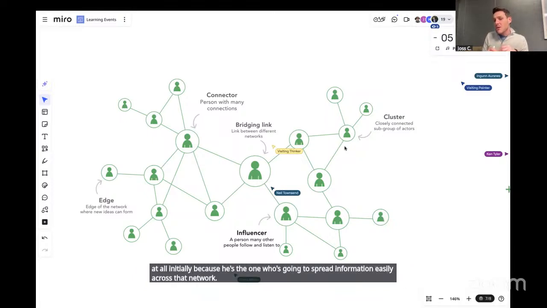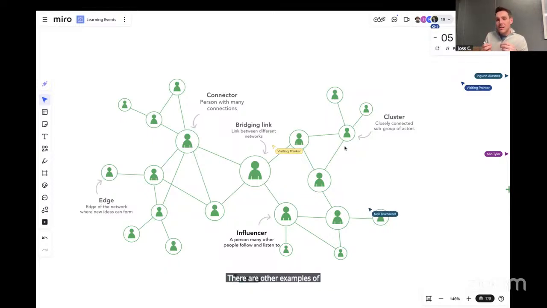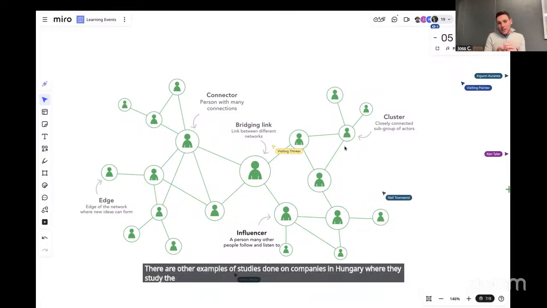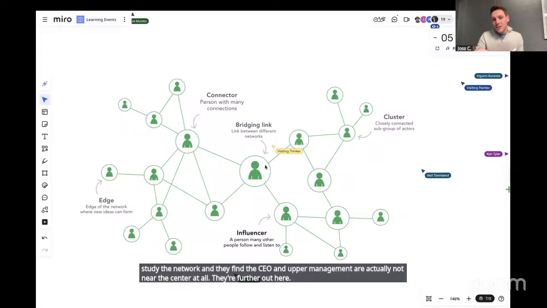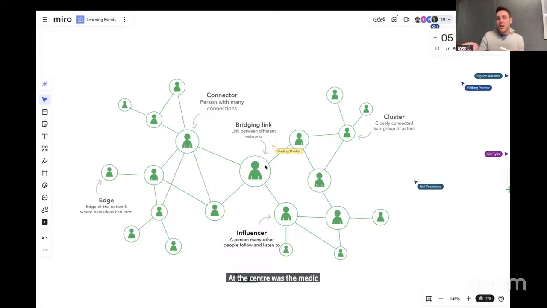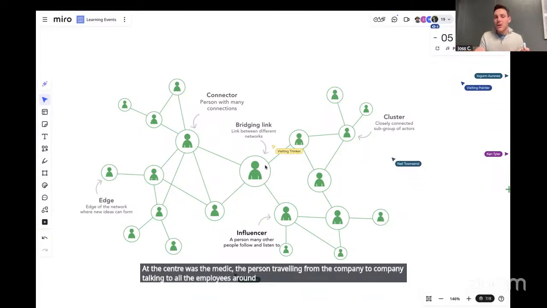There are other examples of studies done on companies in Hungary where they study the network and they find the CEO and upper management are actually not near the center at all. They're further out here. At the center was the medic, the person traveling from company to company, talking to all the employees around the country because they had different offices, and sharing information, bringing information, and they're all friendly with him because he was giving them free medical advice and so forth. So this is what they mean by counterintuitive.